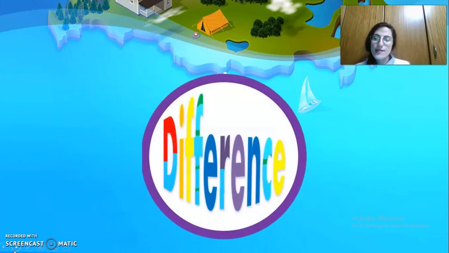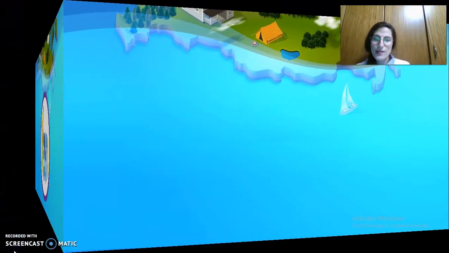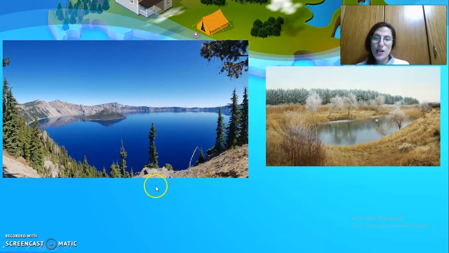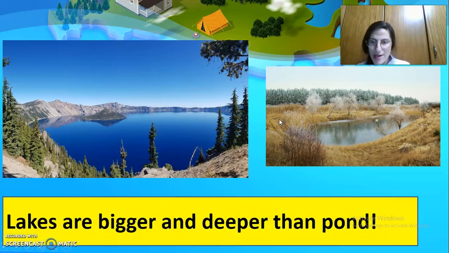What about the difference? How are the lakes and ponds different? This is a lake. This is a pond. What do you guys think? How are they different? Take a minute. Correct. Lakes are bigger and deeper than ponds.